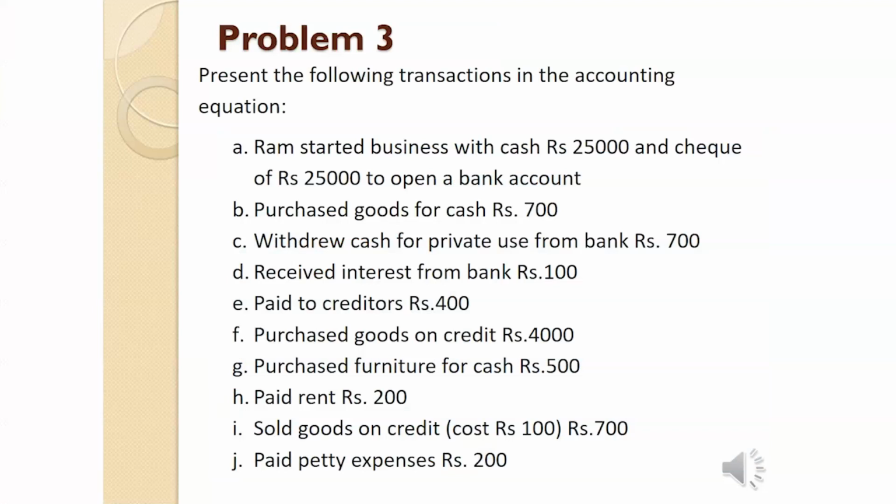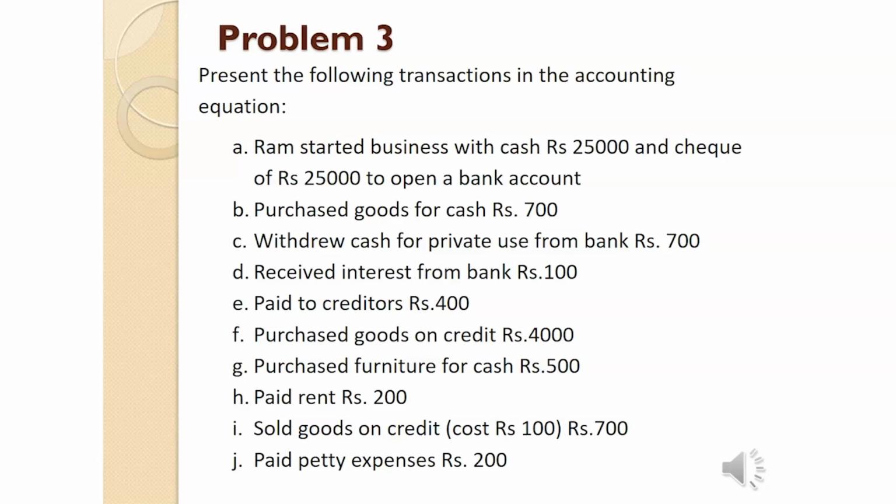Now let us see another problem in the accounting equation. Present the following transactions in the accounting equation. Ram started business with cash rupees 25,000 and a cheque of rupees 25,000 to open a bank account. Second transaction is purchased goods for cash rupees 700. Third one, withdraw cash for private use from bank rupees 700.